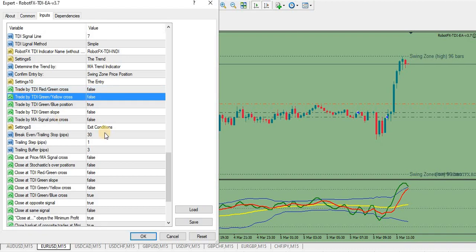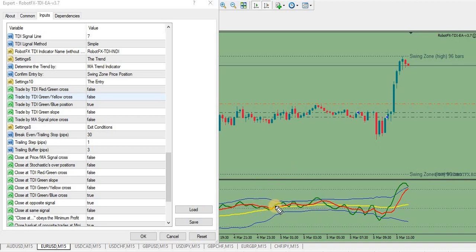Now the next option is the TDI green yellow cross, and this is the same criteria, only the red moving average is replaced by the yellow moving average, sorry. So that means that in an uptrend, when the green moving average rises above the yellow, the expert advisor will open a buy and another buy, not sure, another buy and another buy.